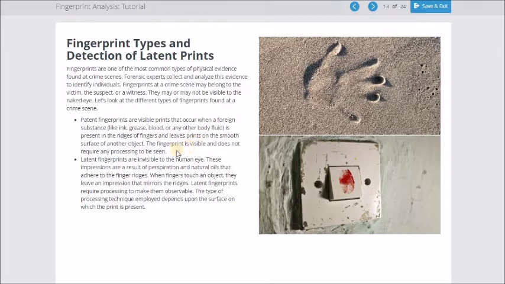You don't have to do anything else. You can see it. You can take a picture of it. You can lift it with a pretty simple piece of cellophane. Latent fingerprints are a little more invisible. They're not easily seen.